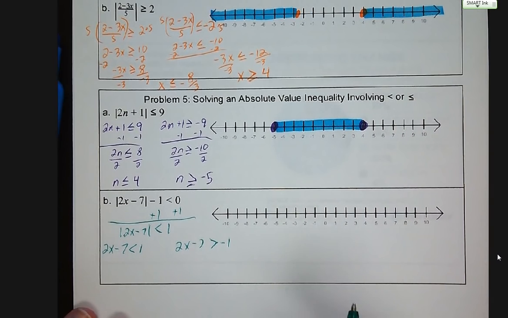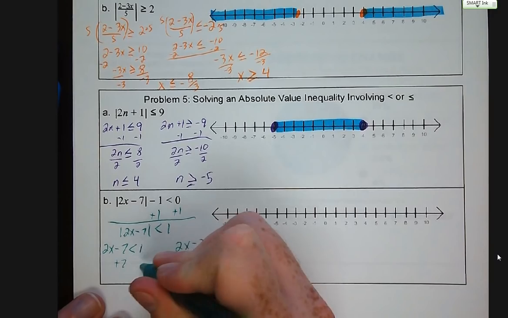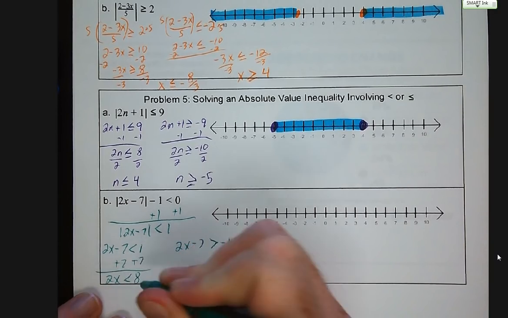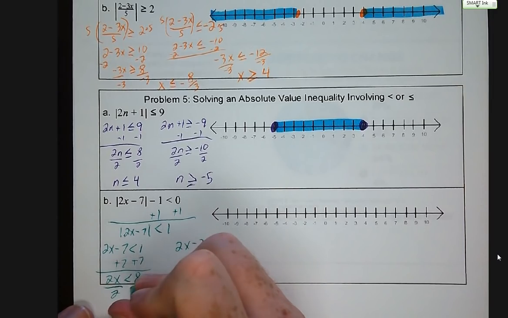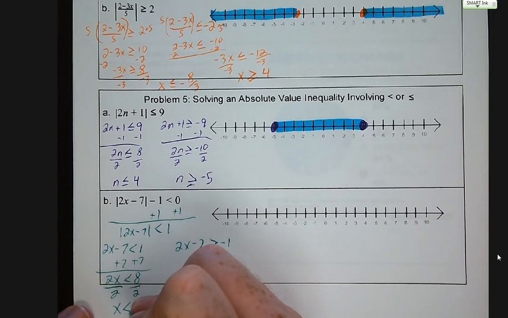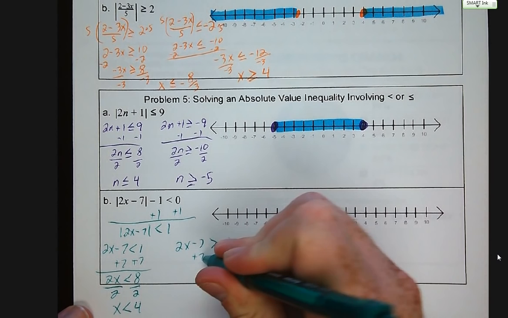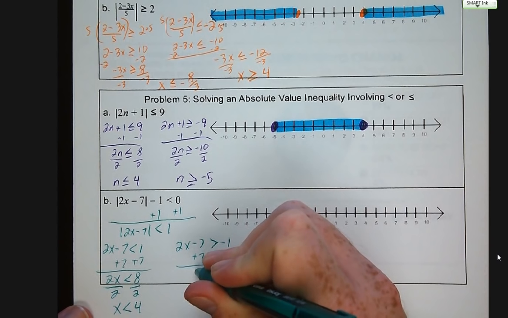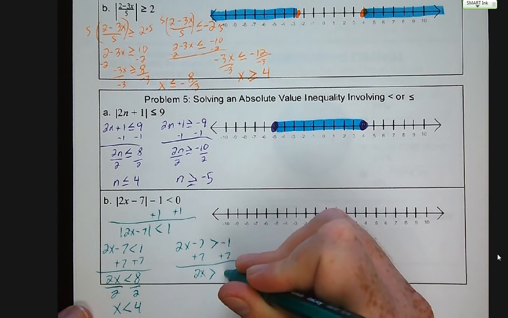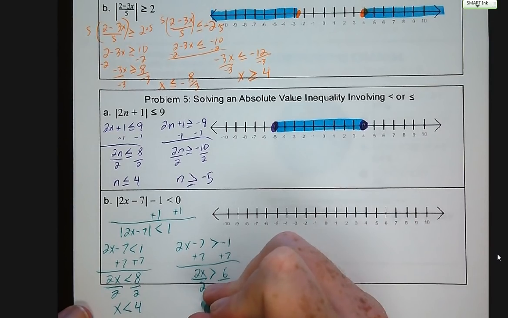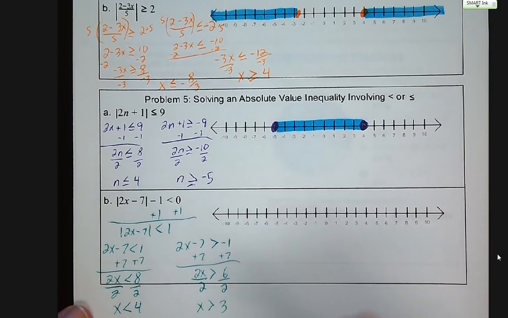So we start by adding 7 to both sides of our inequality, and then divide both sides by 2. So x is less than 4. Our other inequality, we're going to add 7 to both sides. 2x is greater than 6. Divide by 2. x is greater than 3. So we have x is going to be greater than 3 and less than 4.